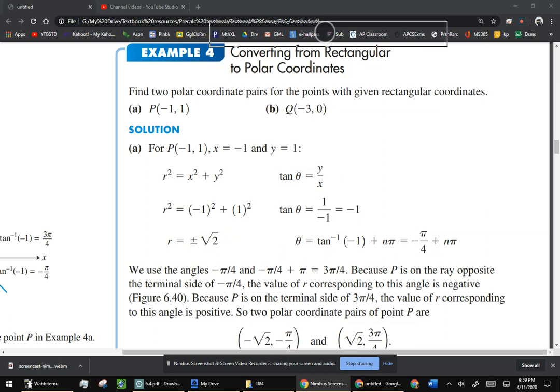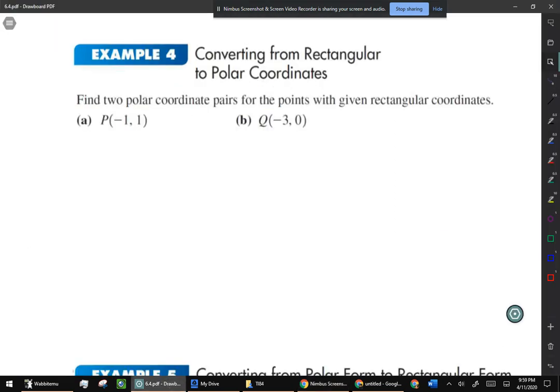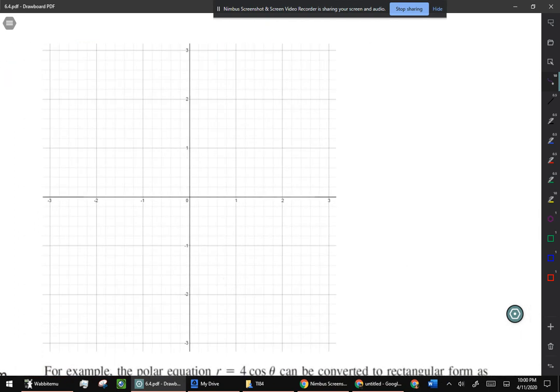So we're up to example 4 of 6.4. We're going to be converting rectangular to polar coordinates. So let's take a look. We've got a rectangular coordinate of -1, 1 here, right over here. And here's our polar axis. Let's put in -1, 1.